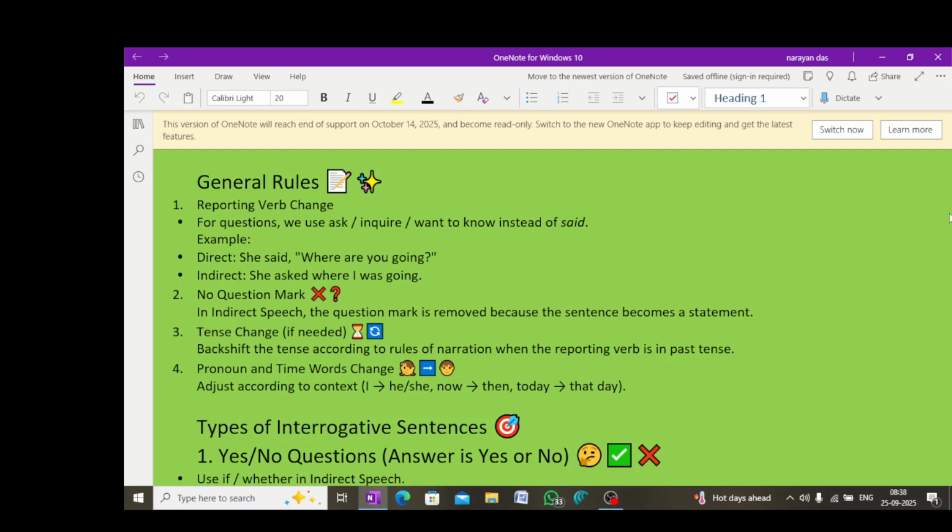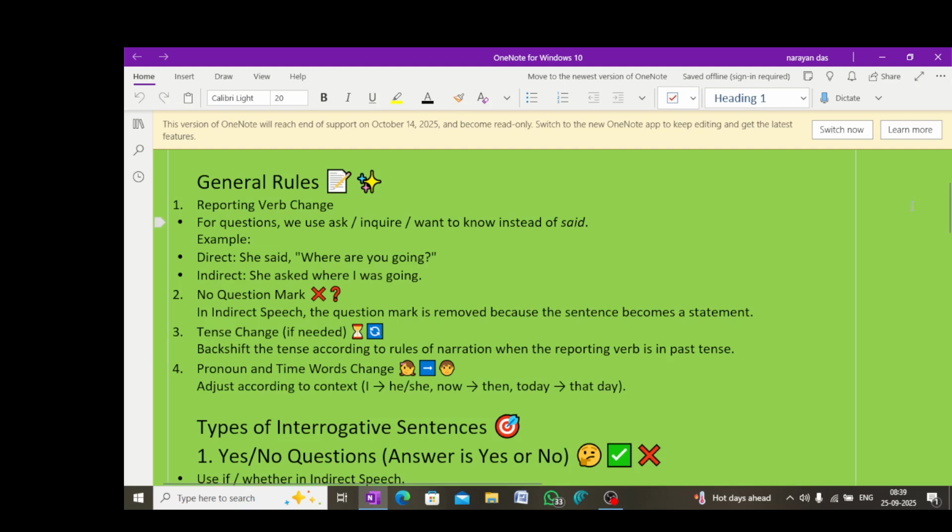Tense change if needed according to rule. Now pronouns and time words should be changed in indirect speech like you have done formerly. Adjust according to the context. I changes into he, she. Now changes into then. Today changes into that day, etc.